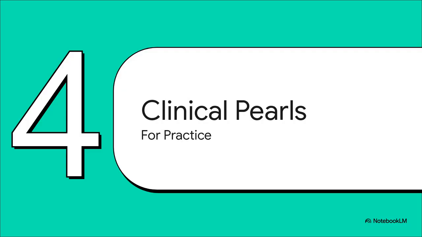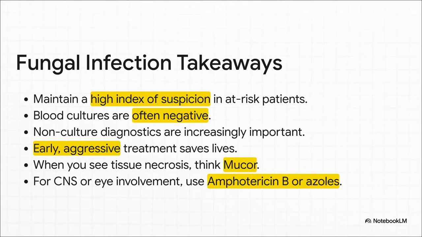All right, I know that was a lot to cover, from the everyday to the truly terrifying. So let's bring it all home and boil it down to the key pearls you can actually use on your next shift. So here's the bottom line. First, always keep a high index of suspicion in at-risk patients. Don't let a negative blood culture make you feel too comfortable. Lean on those newer non-culture tests to get a faster diagnosis. And maybe most importantly, understand that starting treatment early, even if you're not 100% sure, is what saves lives. If you see black dead tissue, your first thought is Mucor, and your first call should be to a surgeon.